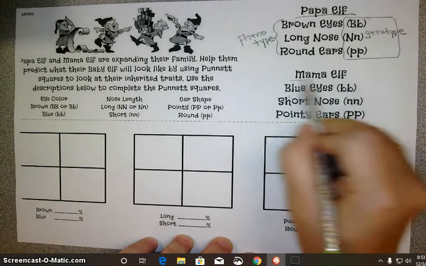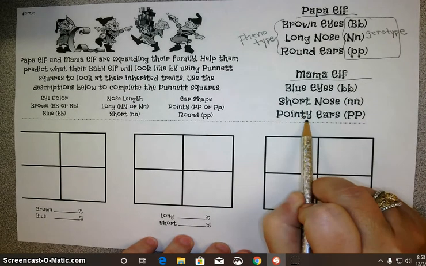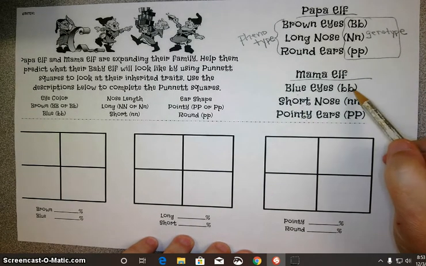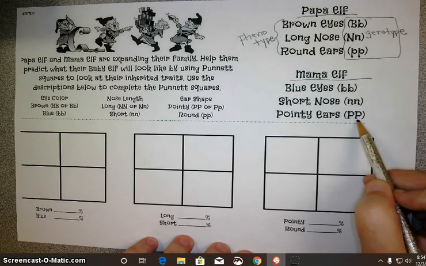Okay? Mama Elf is blue-eyed with a short nose and pointy ears. And so she has 2 recessive traits for blue eyes. She has 2 recessive traits for a short nose. And then she has 2 dominant traits for pointy ears.